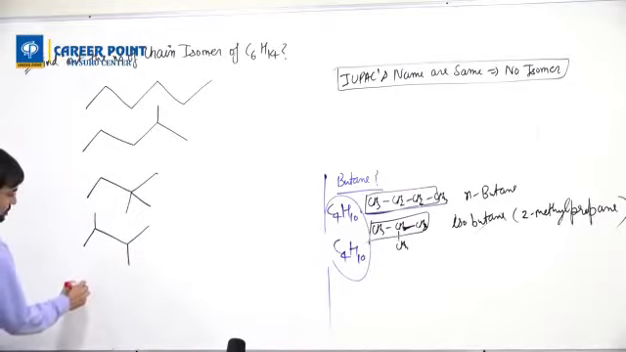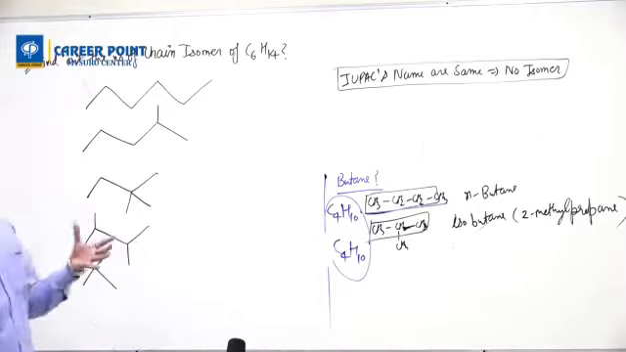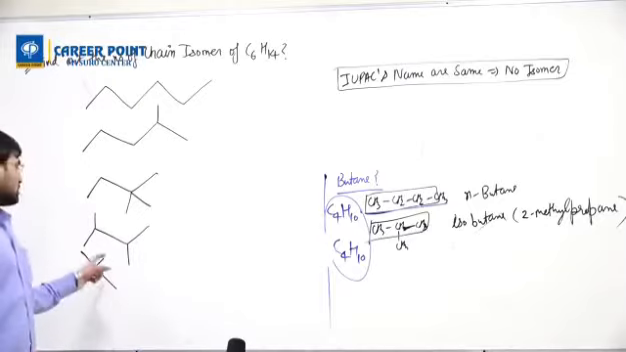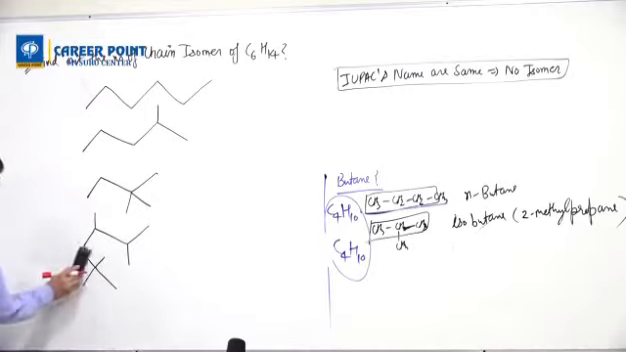But if I try to draw a 3-member chain, I can keep it like this. But then, how many carbons have I drawn? I have drawn only 5. I have to draw 6. So I have to add one more. As soon as you add one more, it will convert into the other form. So this is not the correct way. Now these are the 4.